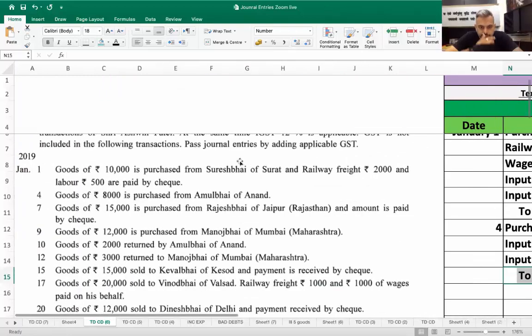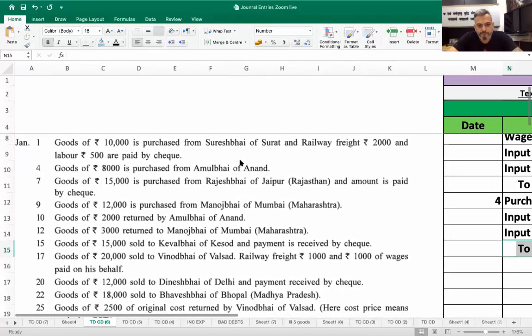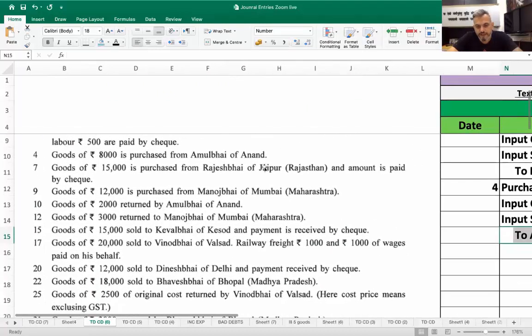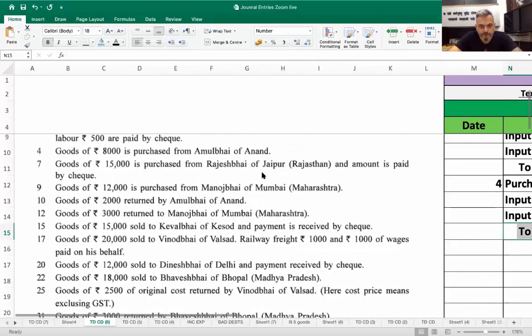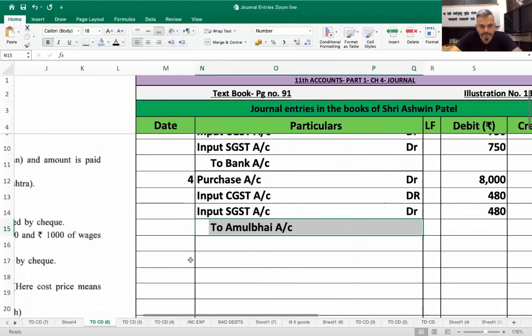Next, goods of 15,000 are purchased from Rajesh Bhai of Jaipur, Rajasthan. Now it is given that we brought goods from Rajasthan, and the amount is paid by check. So purchase account debit 7.